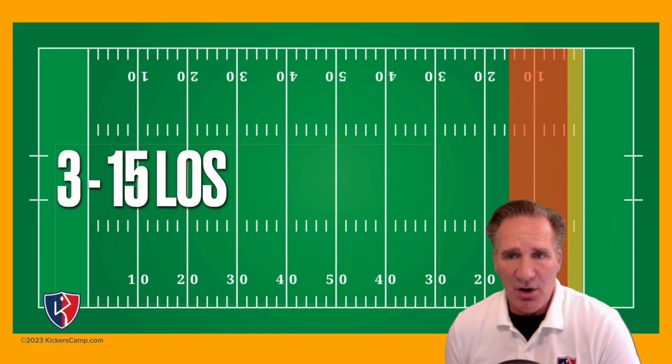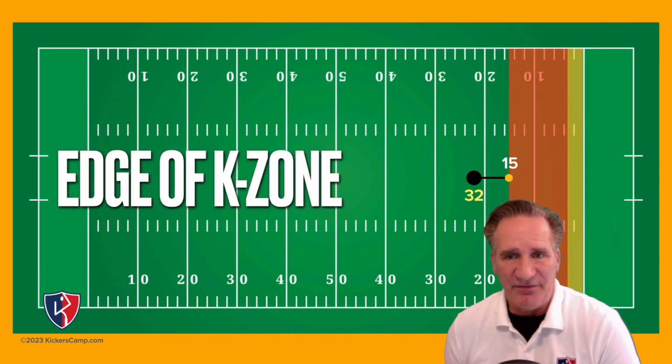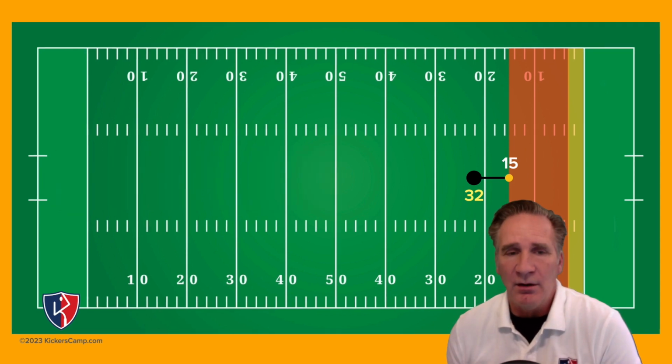At the edge of this zone, let's just say to the 15, that's the ball on the 15. Add the 10 and add the 7 for the snap. All of a sudden, I've got a 32-yard kick. Most high school kickers are not going to make 3 out of 4 from 32. That's probably about the edge of it. And that's why we say this is an adjustable thing.